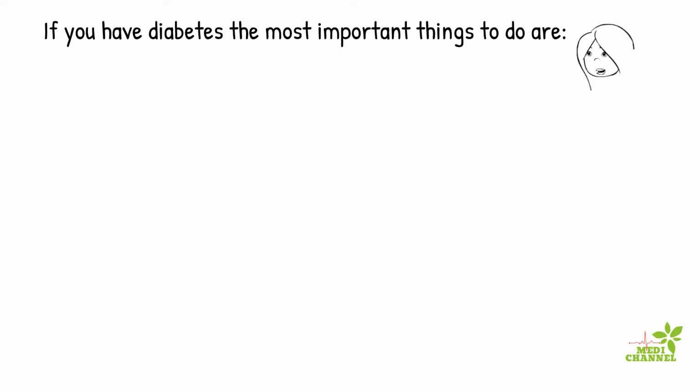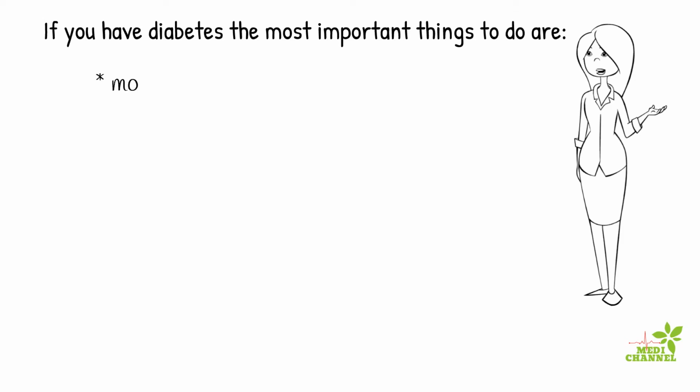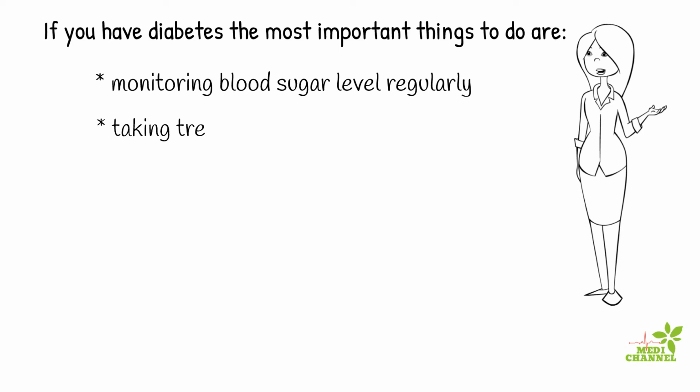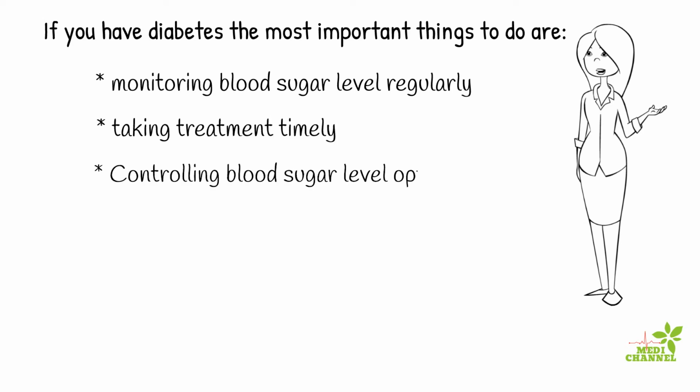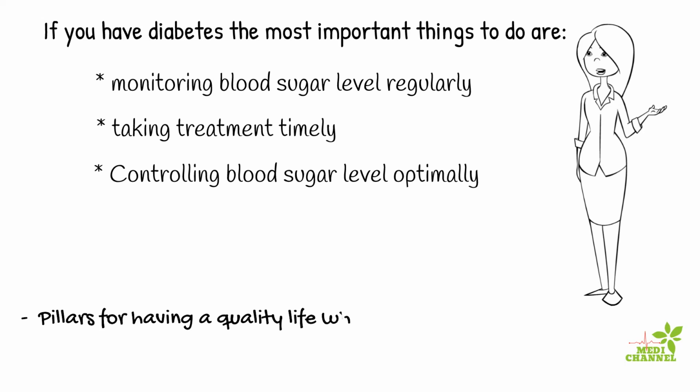Finally, if you have diabetes, the most important things to do are monitoring blood sugar level regularly, taking treatment timely, and controlling blood sugar level optimally. Medical practice considers them as the pillars for having a quality life when you live with diabetes.